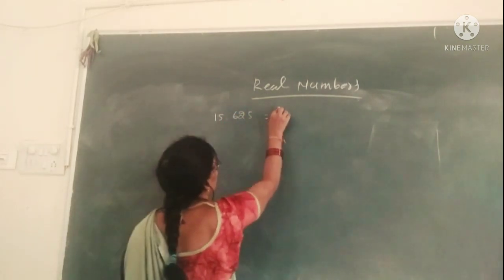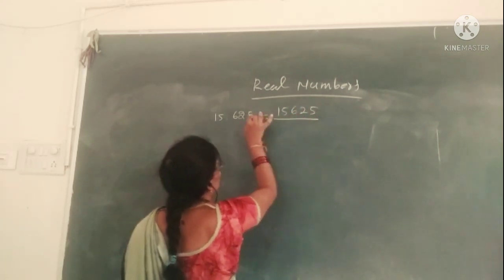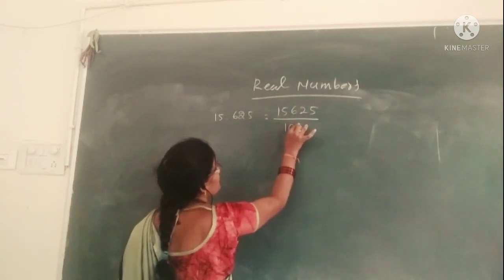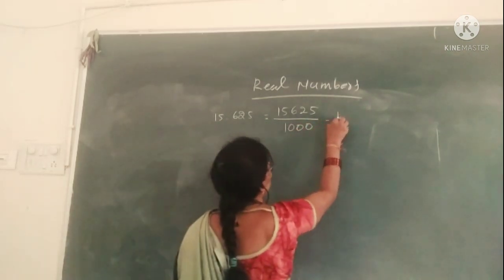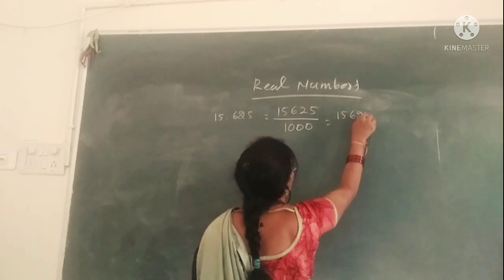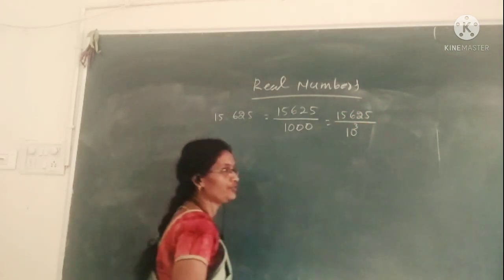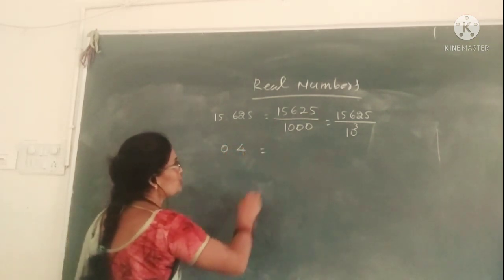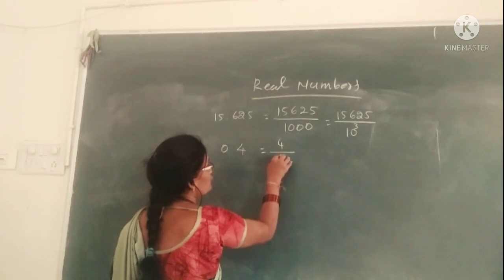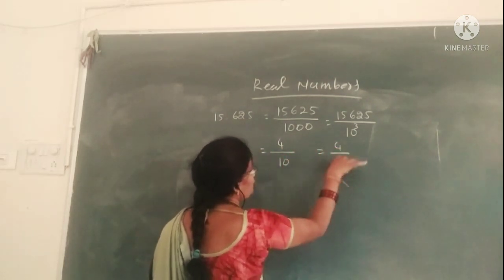Then we can write 15,625 by how many decimal places? 3 decimal places. We can put 3 zeros. That means 15,625 by 1000. We can write 10 to the power of 3. Then another example, 0.4. So 0.4 is written as 4 by 10, so 4 by 10 to the power of 1.